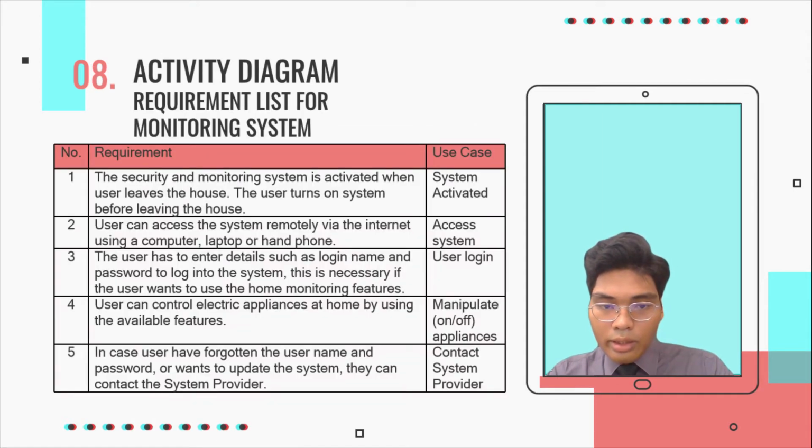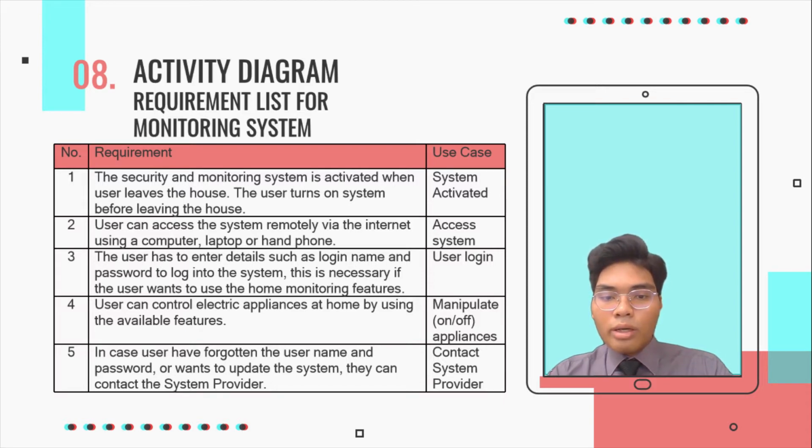So the next one is the requirement list for monitoring system. The security and monitoring system is activated when user leave the house. The user turn on the system before leaving the house. User can access the system remotely via the internet using a computer, laptop, or handphone. The user has to enter details such as login name and password to log into the system. This is necessary if the user wants to use the home monitoring features.